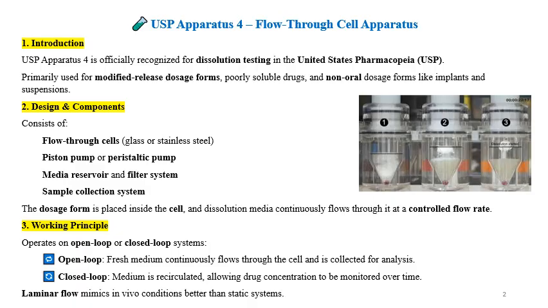What is the principle for the operation of this apparatus? It operates on an open loop or closed loop system. In the open loop system, fresh medium continuously flows through the cell and is collected for analysis. In the closed loop, the medium is recirculated, allowing drug concentration to be monitored over time. Laminar flow mimics in vivo conditions better than static systems. So it is one of the advantages.